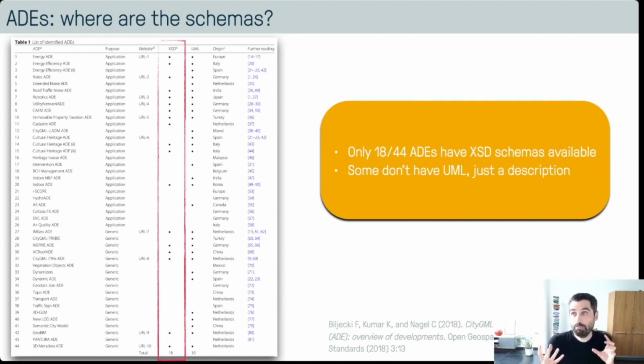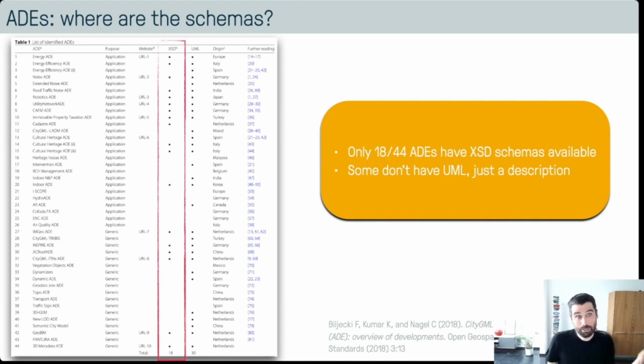But that was mostly theory, because in practice there's a lot of ADEs, but if you look at the use of data sets that have ADEs, it's actually very, very low. And even worse, a lot of the papers that we produce as a community speak about ADEs, but there was a survey made by some people 3 years ago, and there were only 18 out of the 44 ADEs they could find that provided the schema, the XSD files. All the other ones basically had no code. They only had UML, and some of them didn't even have UML.